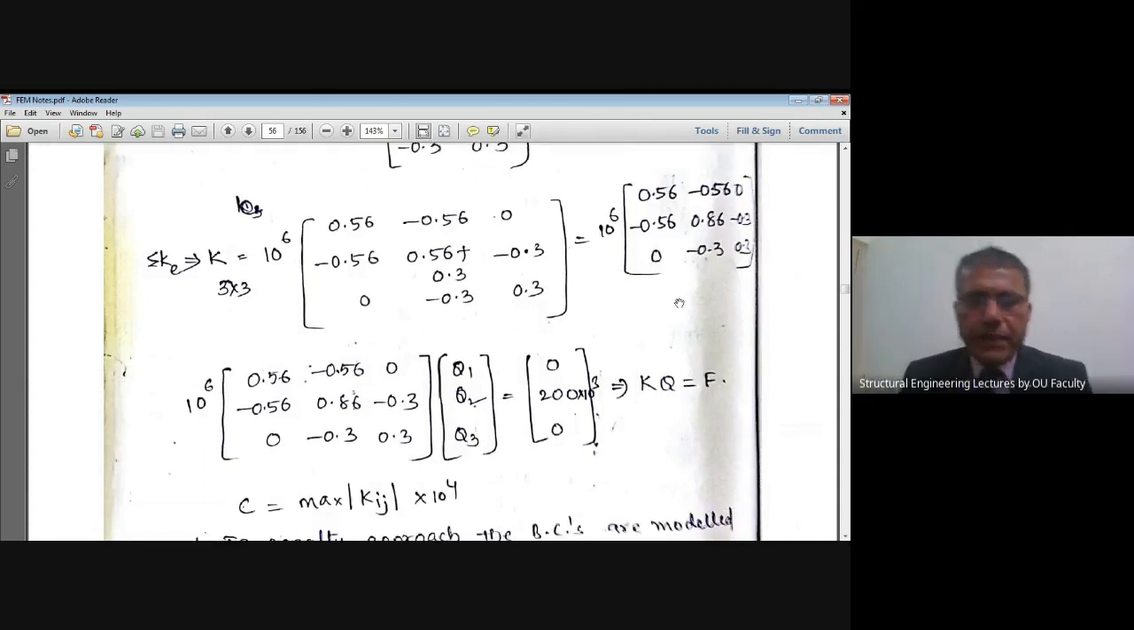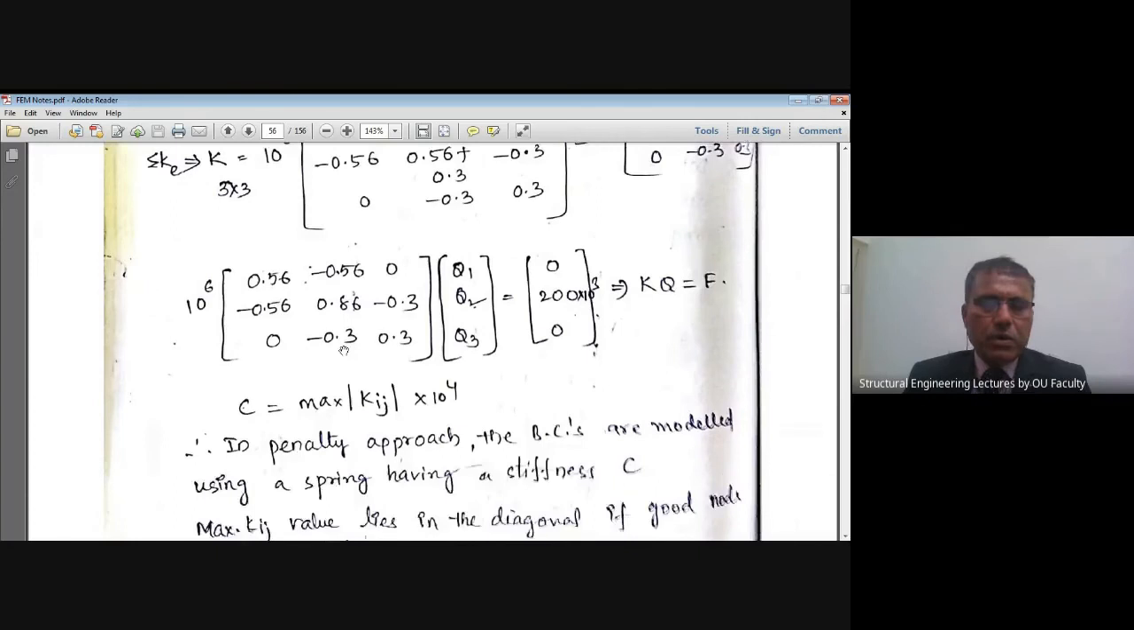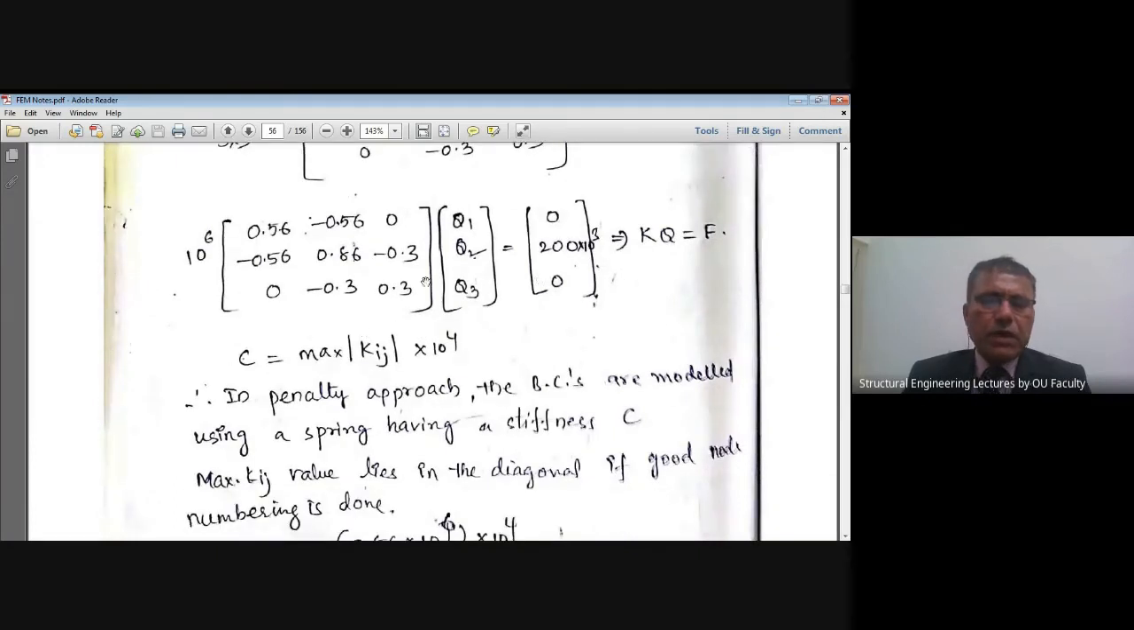Please see that this K is a symmetric matrix, right? It is symmetric. This 0.56 is there, 0 is there, and this minus 0.3 is there, therefore it is a perfectly symmetric matrix, students, right? Now, here we will not use the equilibrium equation KQ equal to F in the direct form, but it will be used in the modified format.